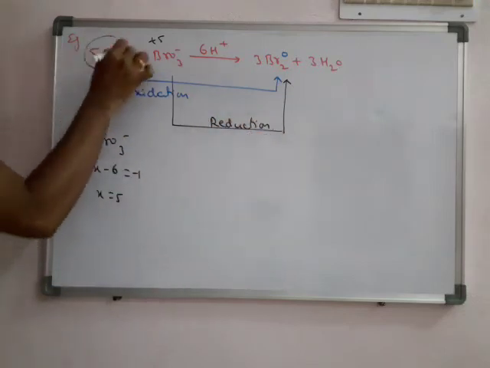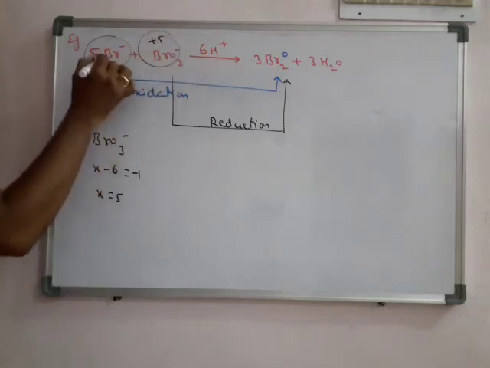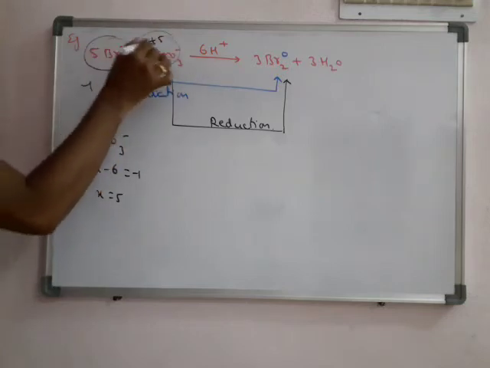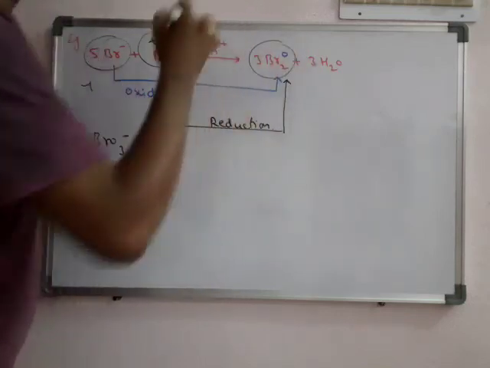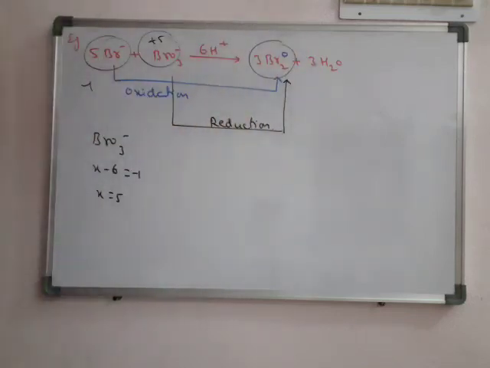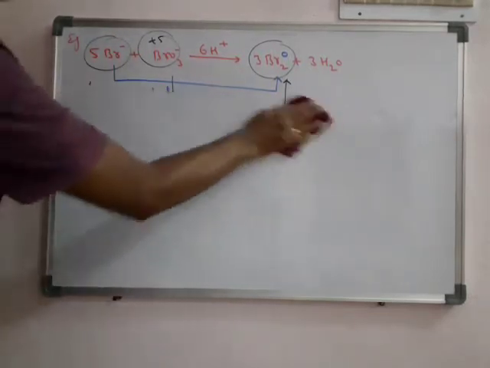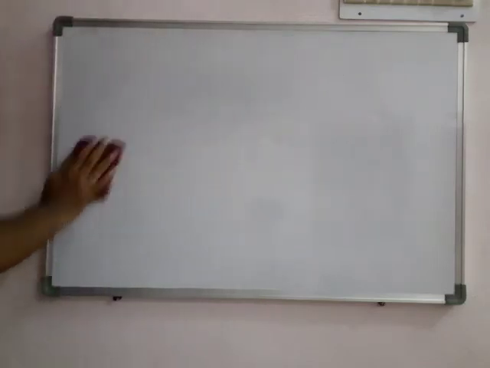The same element, bromine, in the reactants is present in two oxidation states, minus 1 and plus 5. In the products it has only one oxidation state, that is 0. So these are exactly the reverse of disproportionation reactions, and are called comproportionation reactions. Okay, now we see another type of reactions.